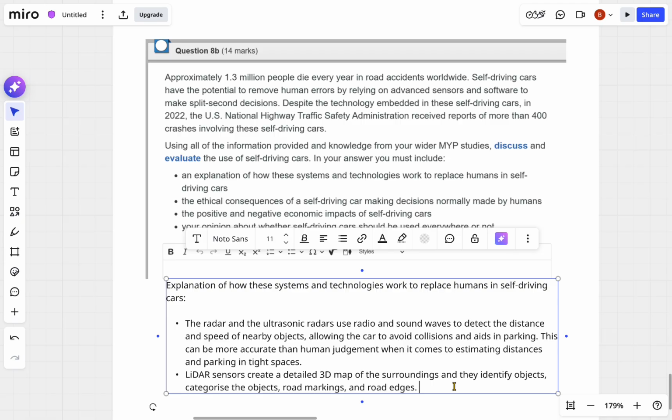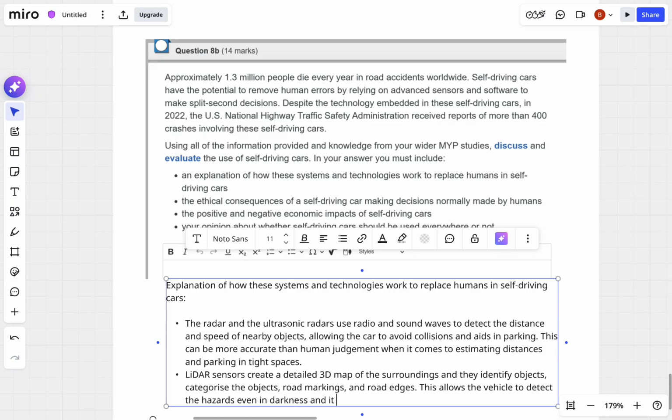That's it. Now let's just write how this helps the vehicle. How does it help the vehicle? So this basically allows the vehicle to detect the hazards even in darkness, and it helps the vehicle make driving decisions without the need for human input. That is the role of LiDAR sensors.